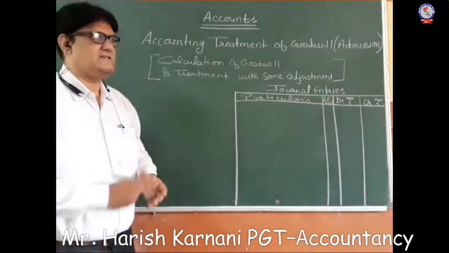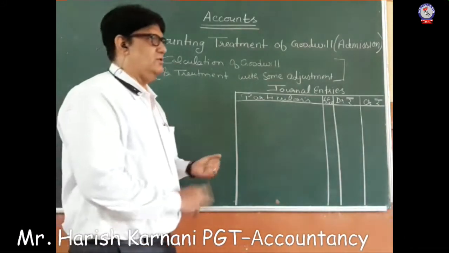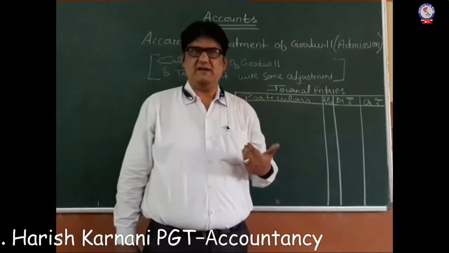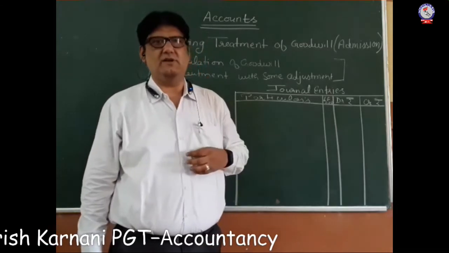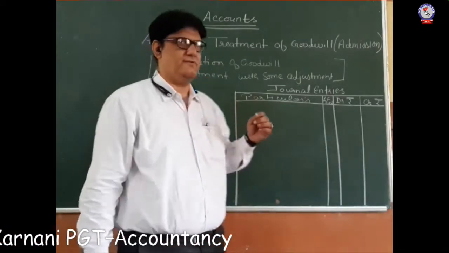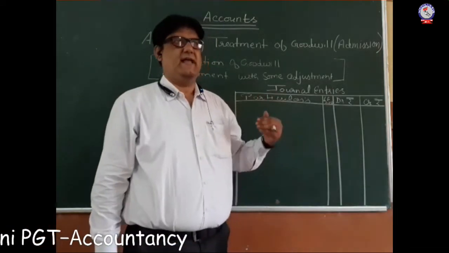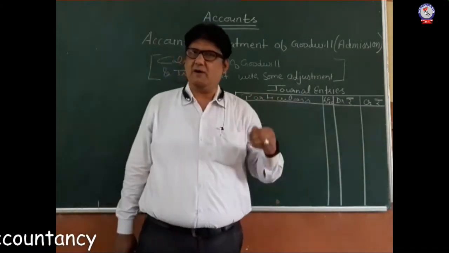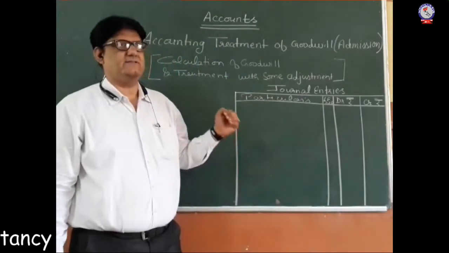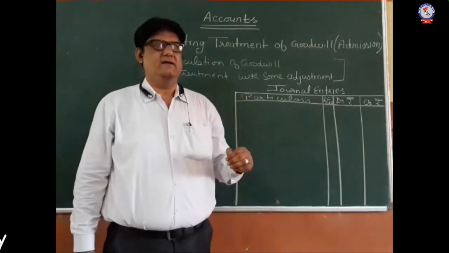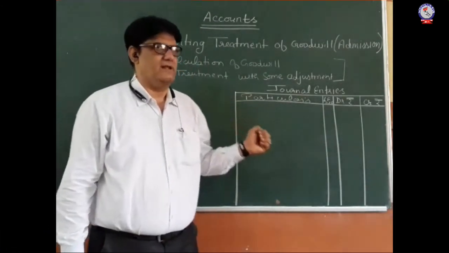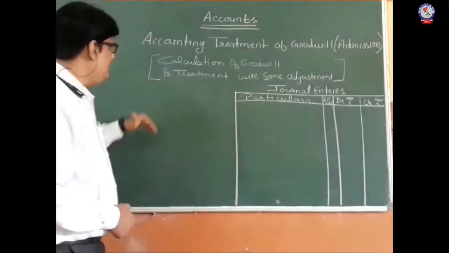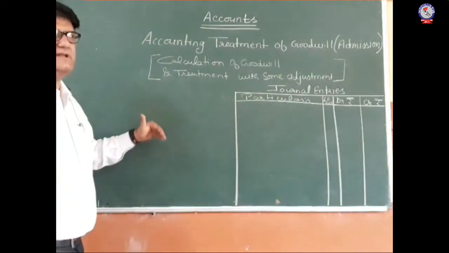There are certain adjustments which are being given. So what is the effect of those adjustments while doing the calculation of the goodwill? We have to observe that, and then we will find the goodwill, and then we will see the accounting treatment of that goodwill in the case of the admission of a partner. We will discuss this with the help of the numerical.